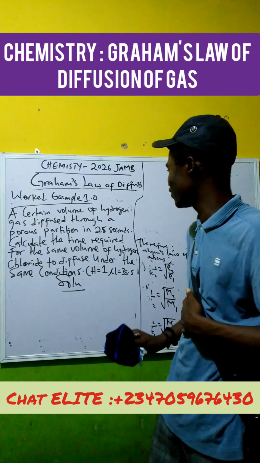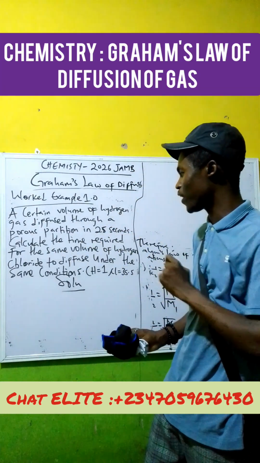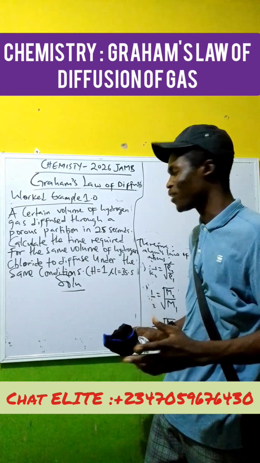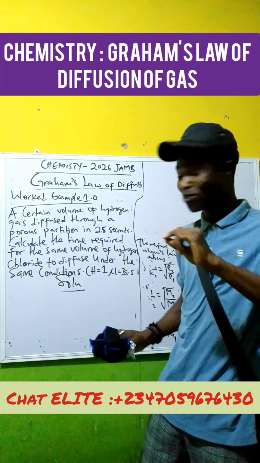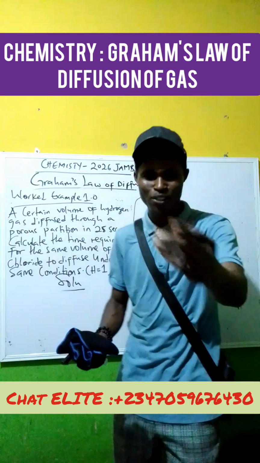A certain volume of hydrogen gas diffused through a porous partition in 25 seconds. Calculate the time required for the same volume of hydrogen chloride to diffuse.